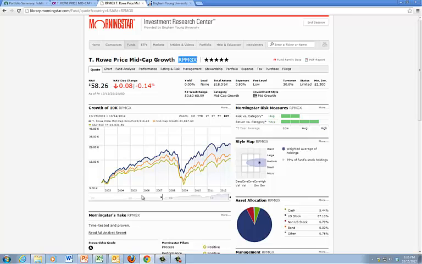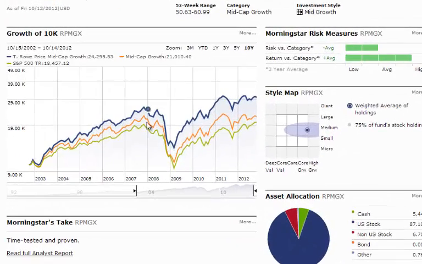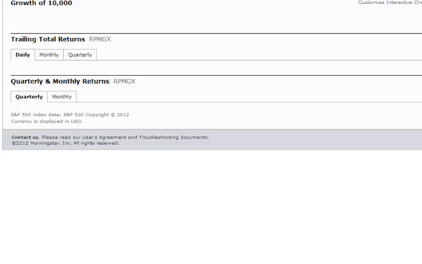You can see that it's had quite an impressive string of returns. I'm on Morningstar, and you can see that it's clearly beaten the S&P 500, but also beaten the Mid-Cap Growth Average. 5-star fund. Looks like a very impressive mutual fund. If you look at its performance, you'll be able to see numerically the impressiveness of this mutual fund.